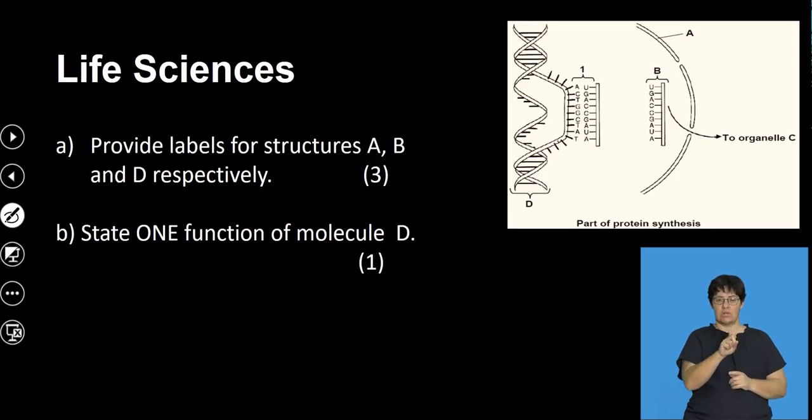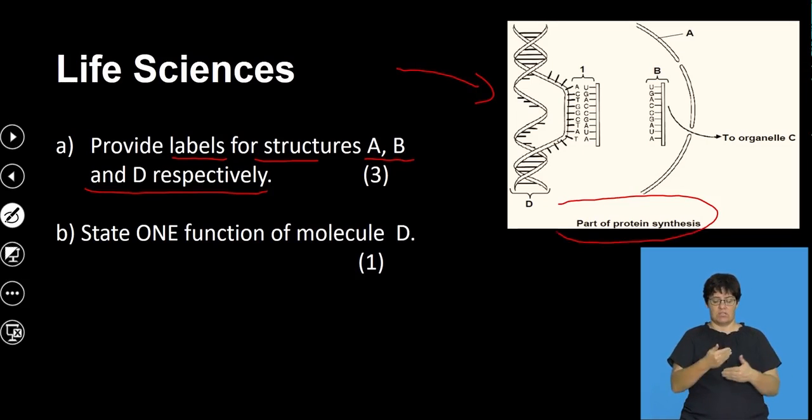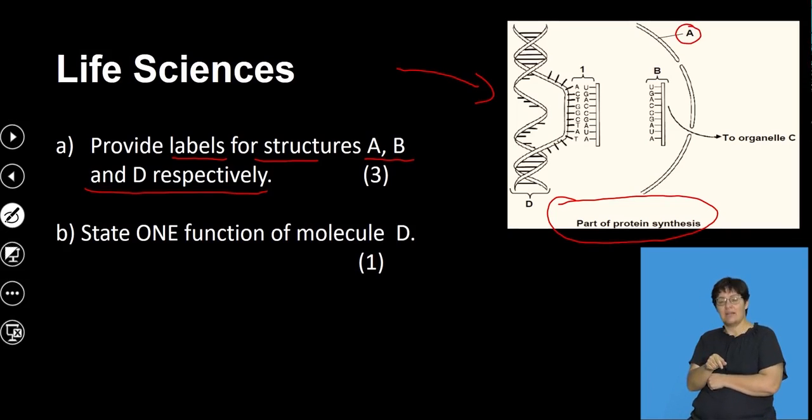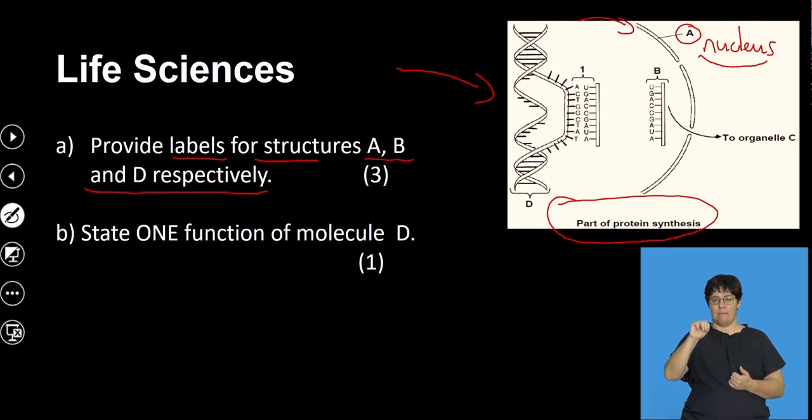The first question is, provide labels for structures A, B, and D respectively. When we look at this diagram, we can see that we've got a series of steps indicating the process of protein synthesis. Let's try and understand what structures A, B, and D represent. A is right up here, and that points to the structure in which all of this is occurring, so that points to the nucleus or the nuclear membrane. That's the nucleus, and that's the nuclear membrane that surrounds it.